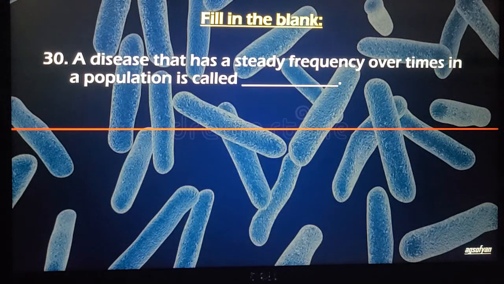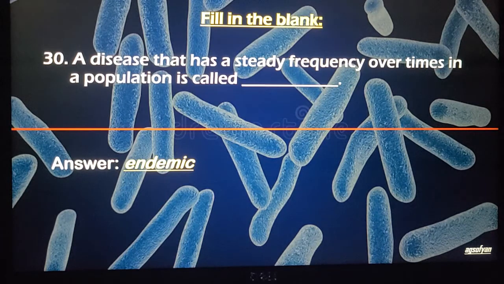Fill in the blank number 30. A disease that has a steady frequency over times in a population is called, write your answer, is called endemic. So this is steady frequency over time spread on the area wider, and it might be usually on the area with the same condition. So this is called the endemic.